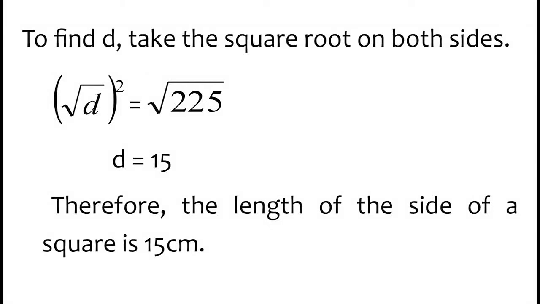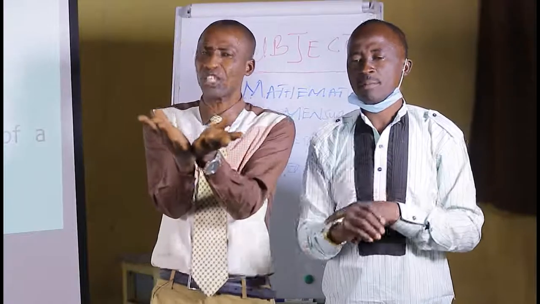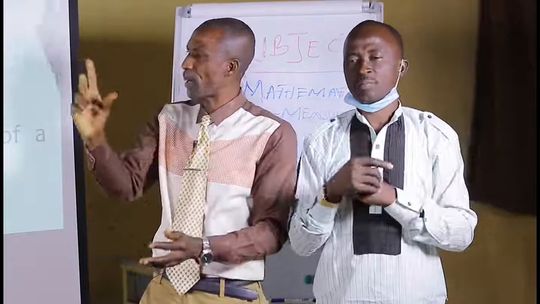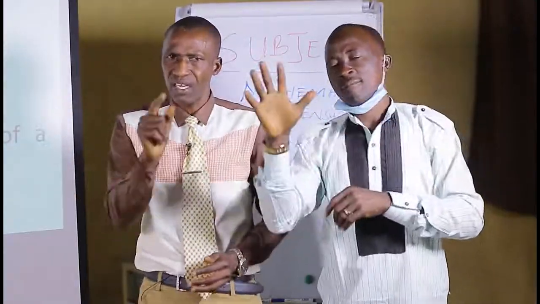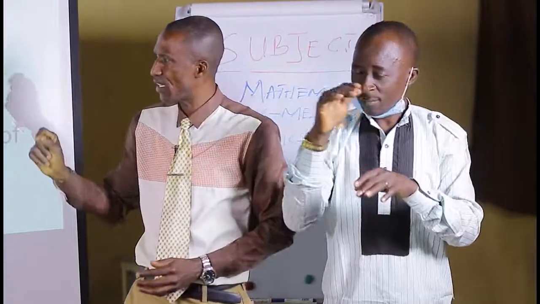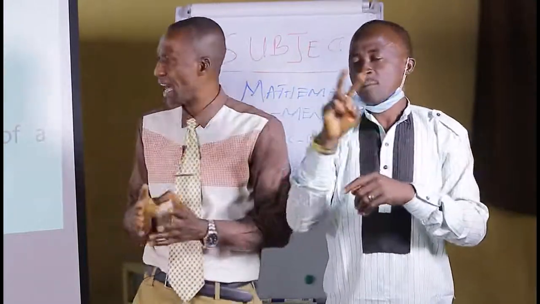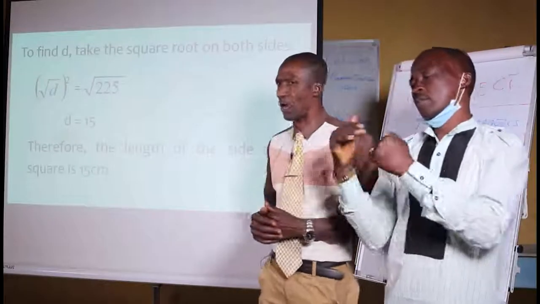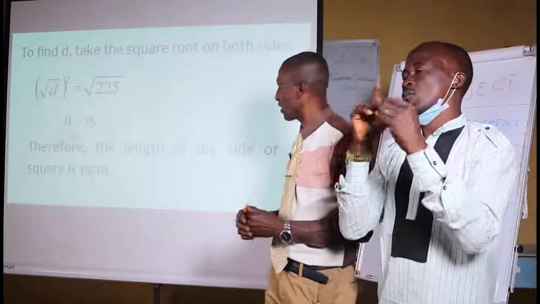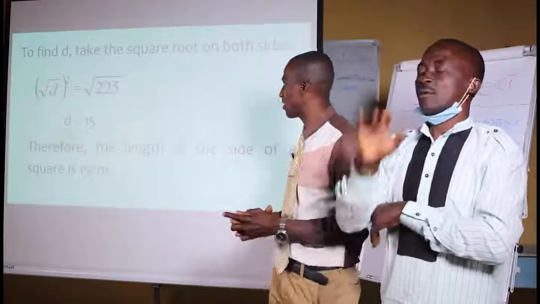Therefore, the length of the side of a square equals 15 centimeters. By way of checking, my dear student, if you multiply 15 by 15, it will give you 225. So therefore, the length of a side of a square equals 15 centimeters.